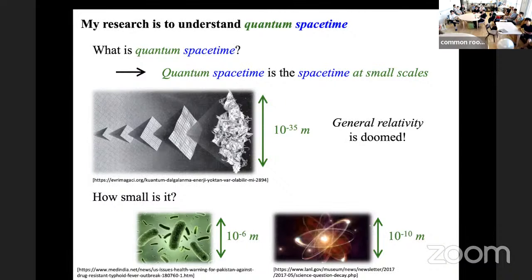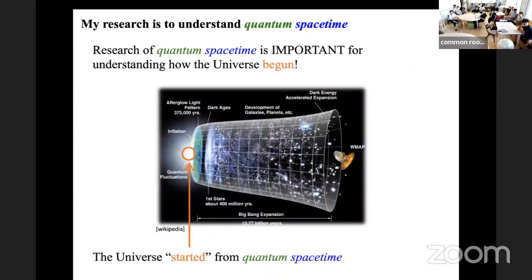But at this point, you may think that you don't see any point in studying this kind of weird small spacetime. But we have a strong reason to study that. The research of quantum spacetime is very closely tied to understanding how our universe began. From observations, we know that our current universe is expanding, precisely speaking, faster and faster. So if you go back in time, at the very beginning, the size of the universe is very small, about 10 to the minus 35th meter. So this means that the universe sort of started from quantum spacetime. If we don't know about quantum spacetime, it means that we don't even know our beginning. So that's a very big issue.